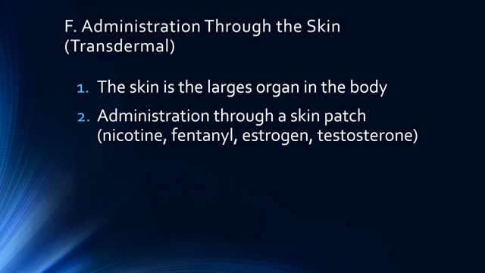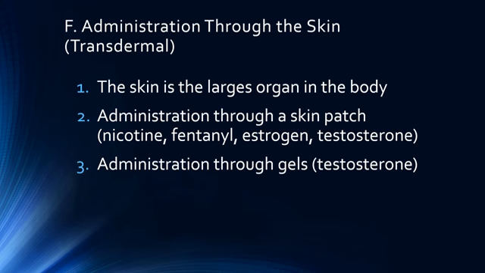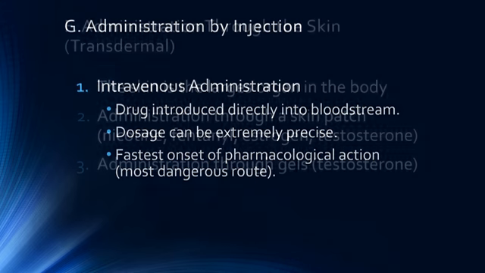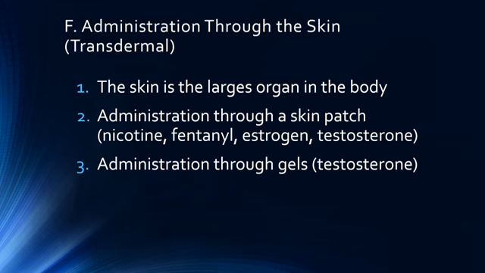We talked in our previous lecture about acetylcholinesterase inhibitors, and pesticides are in that class and can in fact cause pretty significant damage. You can also administer through gels, and in fact testosterone is available in an underarm deodorant gel. So you just, or an underarm roll-on, so you roll it on that way.